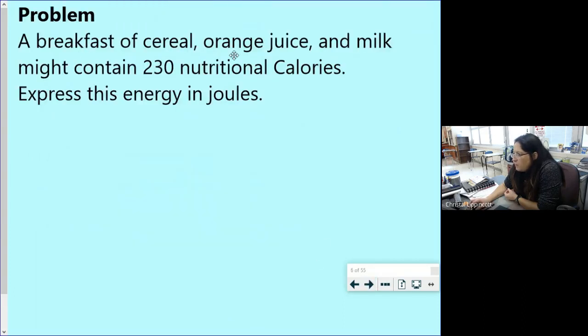So we've got breakfast cereal, orange juice, and milk. We have 230 Calories with the big C. How many joules is that? Figure it out. Use your dimensional analysis and those conversion factors to figure it out.